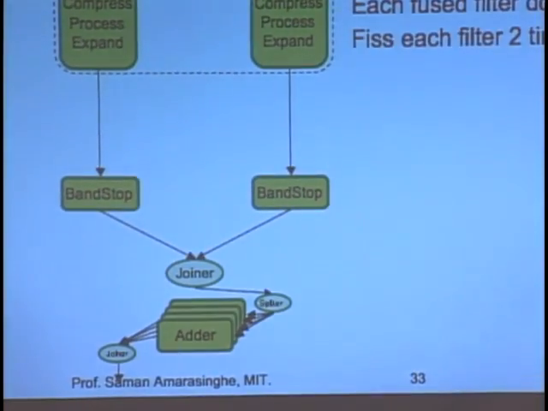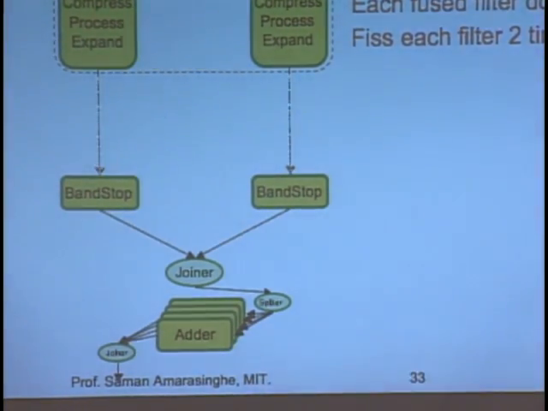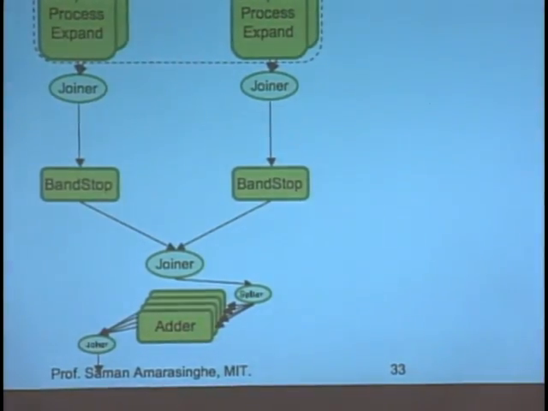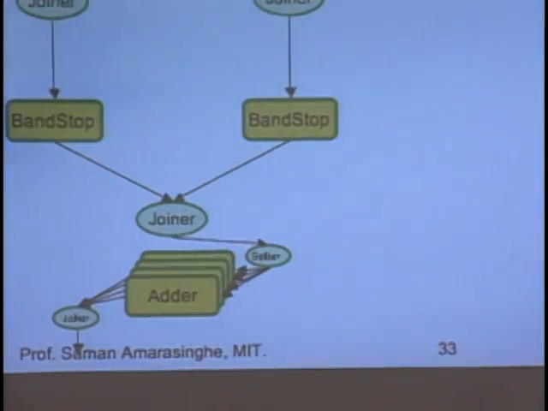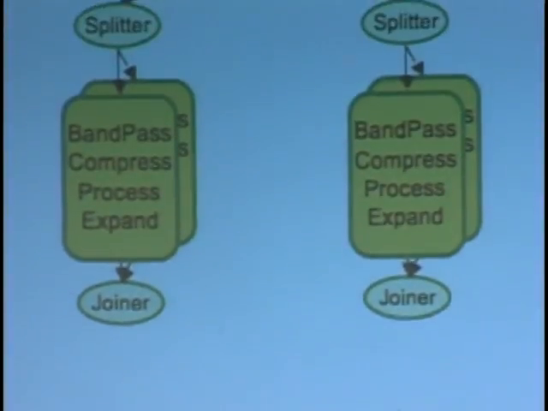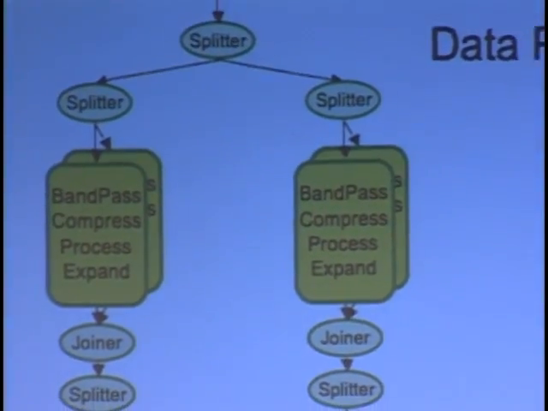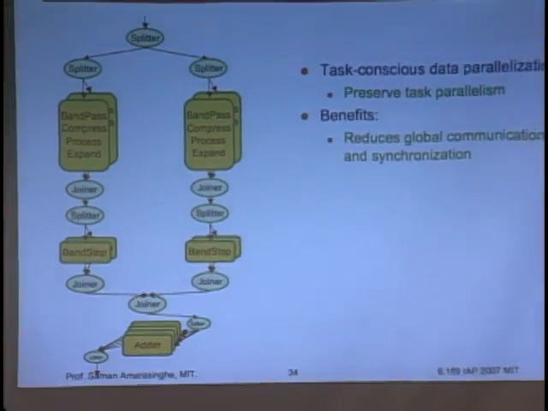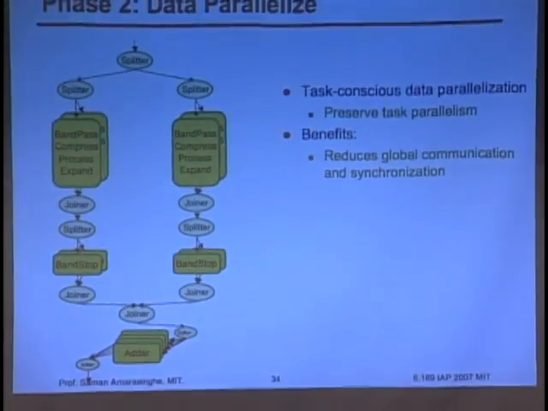What you want to do is fiss it 2 ways, and then basically give the entire machine to both of these, all of these running at the same time, because they have load balance, because they are the same thing repeated. And you can do the same thing in here. Okay, so that's what the compiler does automatically, and it preserves task parallelism.